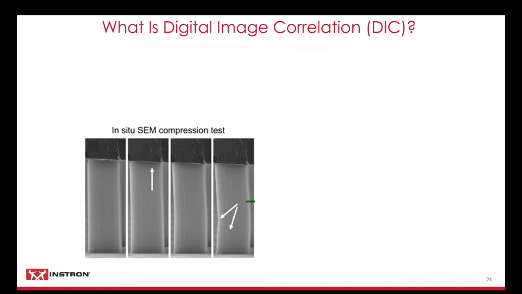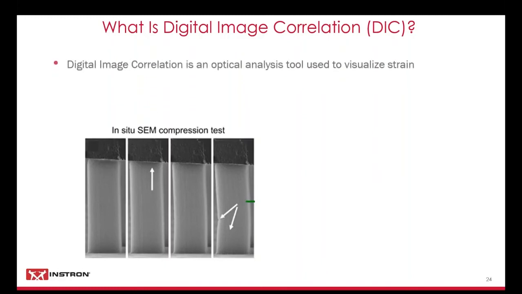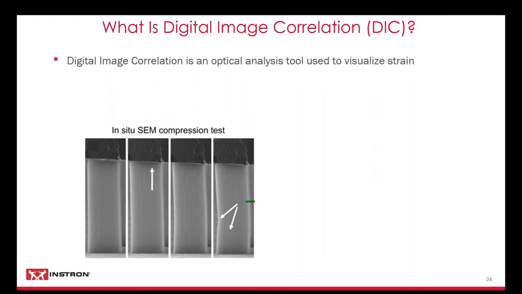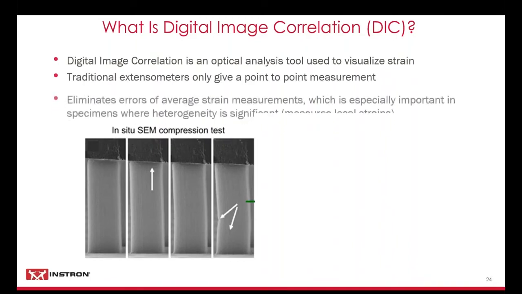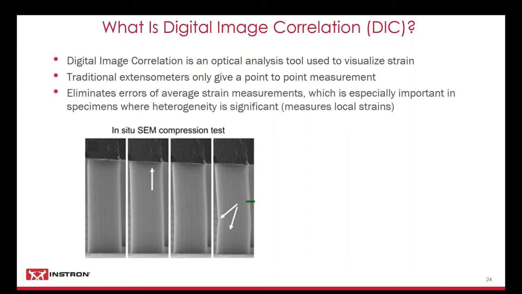So for those that are not familiar with it, what is digital image correlation? It's an optical analysis tool used to visualize strain. Traditional extensometers only give a point-to-point measurement. It helps eliminate errors of average strain measurements, which is when you're measuring between 2 points, you could be covering 50 millimeters, let's say, of the whole specimen, and you don't exactly know where the strain is occurring between those 50 millimeters. It's basically averaged throughout the 50 millimeters. So this is especially important for specimens where heterogeneity is significant, so you really want to see those local strains.